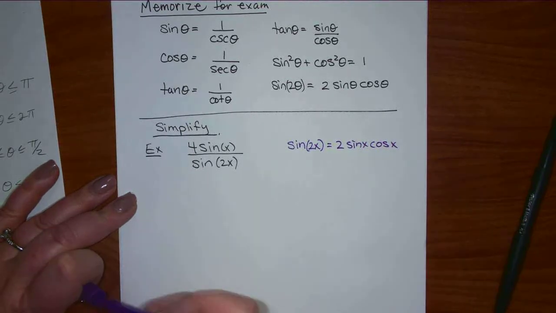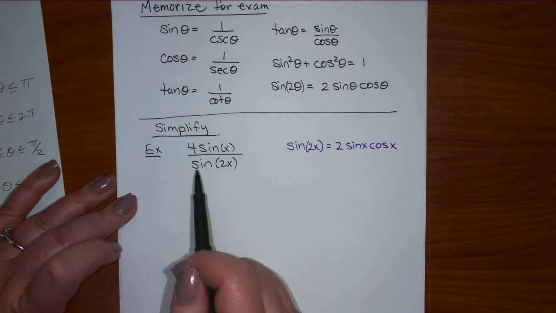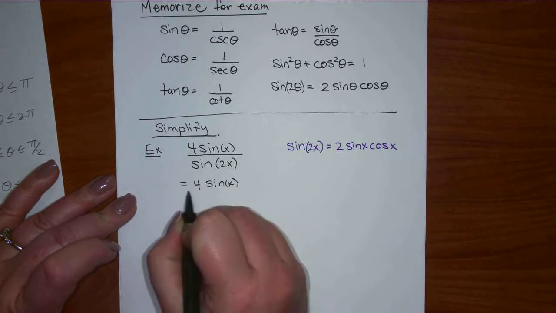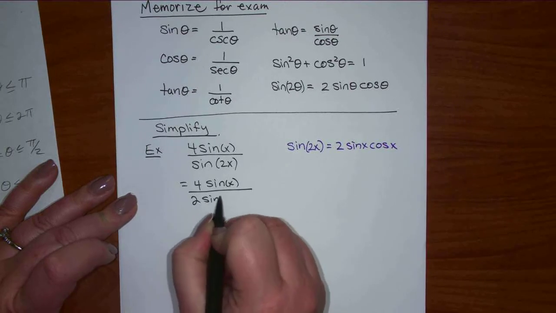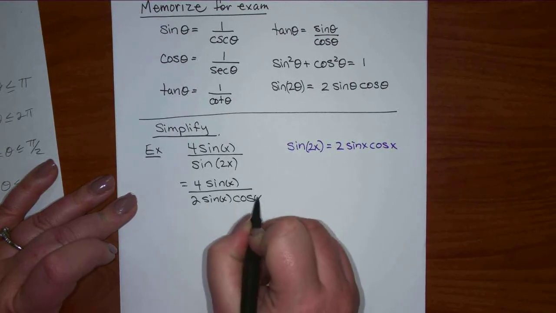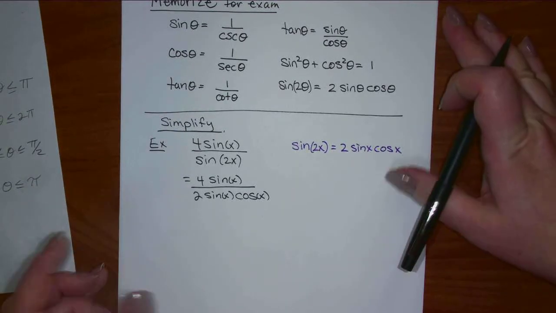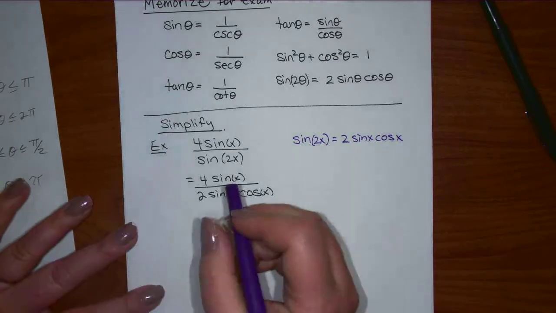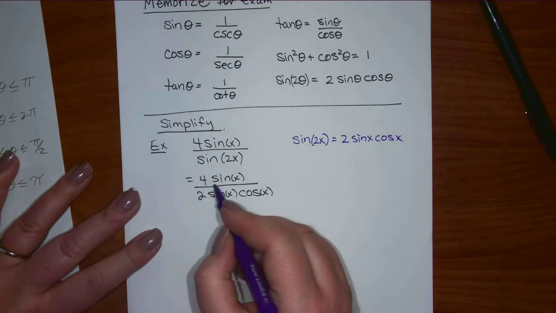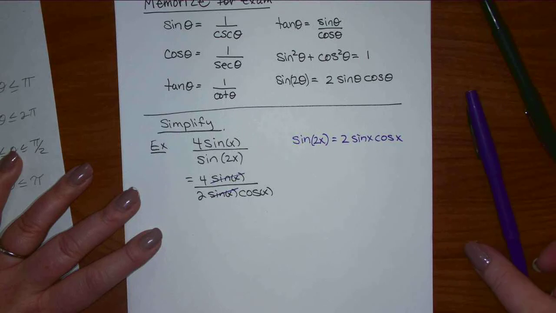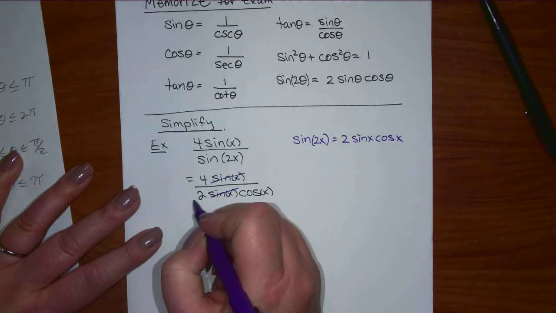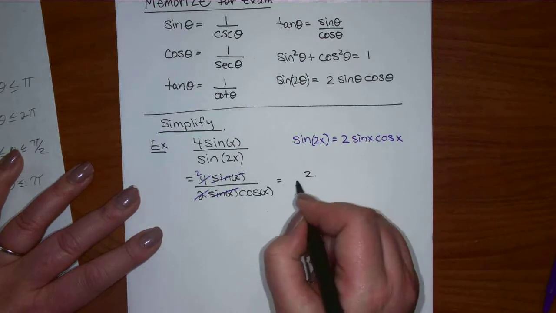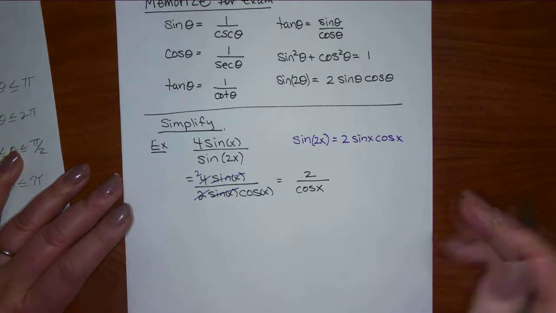That's the identity. So instead of the sine 2x, we'll put this in. And now we can cancel because the sine x has the same argument. All right, so we can cancel out the sines, and what would we have left? Anything else cancel? The 2 and the 4, yeah. That would be left over 2. So what we have left is 2 over cos x. And that would be your answer.